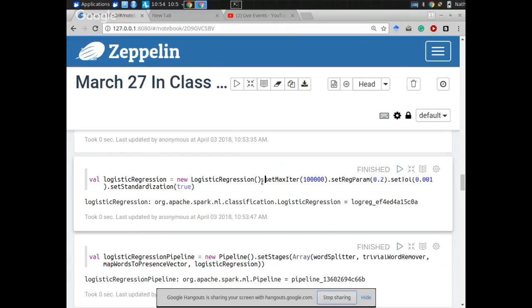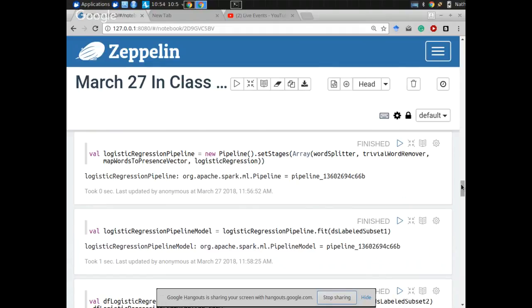So what is this thing that I've created here? Yeah, it's a logistic regression. I won't object to that answer. But what sort of thing is it? Is it a transformer? Is it an estimator? What do you think? If I give it some data, can it immediately give me data out? No. What needs to be done to it? It needs to be fit. It needs to be fitted, ladies and gentlemen.